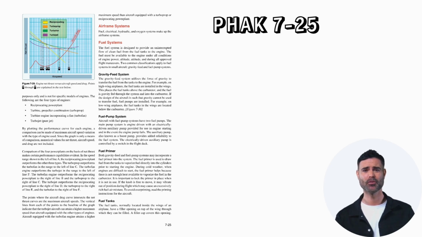In the speed range shown to the left of line A, the reciprocating power plant outperforms the other 3 types. The turboprop outperforms the turbofan in the range to the left of line C. The turbofan engine outperforms the turbojet in the range to the left of line F. The turbofan engine outperforms the reciprocating power plant to the right of line B and the turboprop to the right of line C. The turbojet outperforms the reciprocating power plant to the right of line D, the turboprop to the right of line E, and the turbofan to the right of line F.